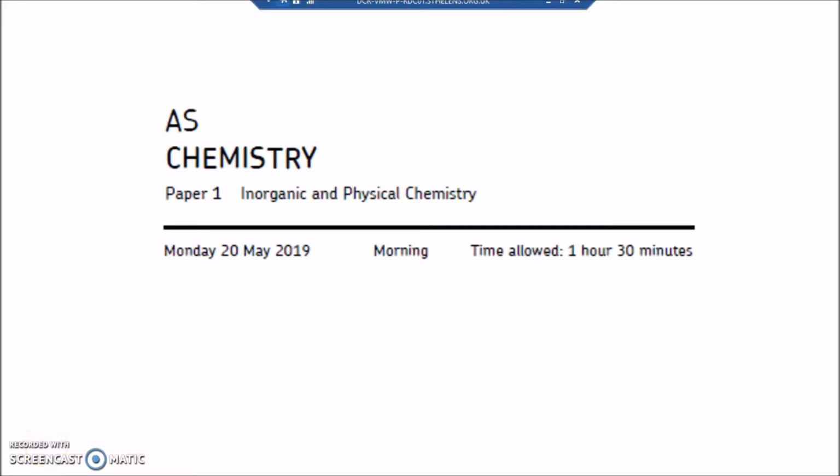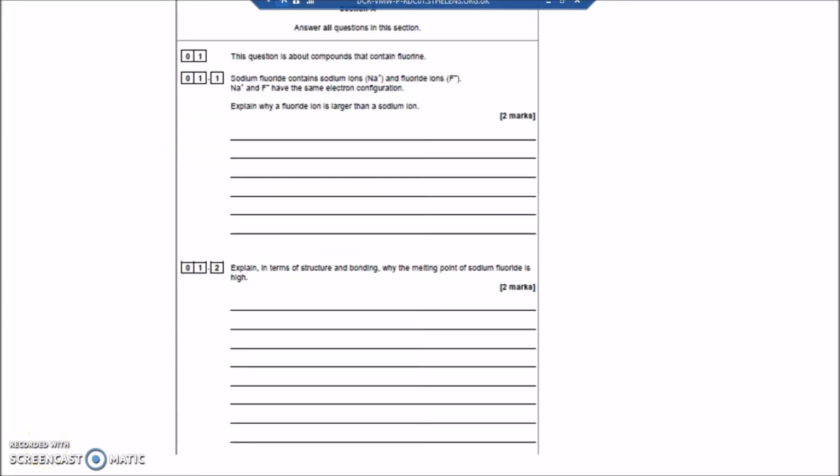Yes, Chemistry Paper 1, May 2019. Question number 1.1. Sodium fluoride contains sodium ions Na+ and F- ions. They've both got the same electronic configuration. So how does that come about?